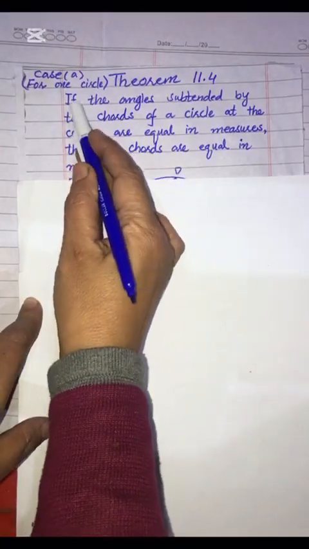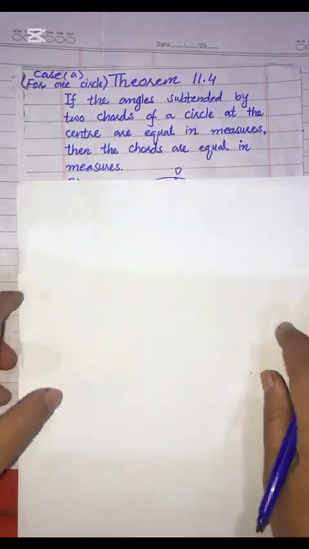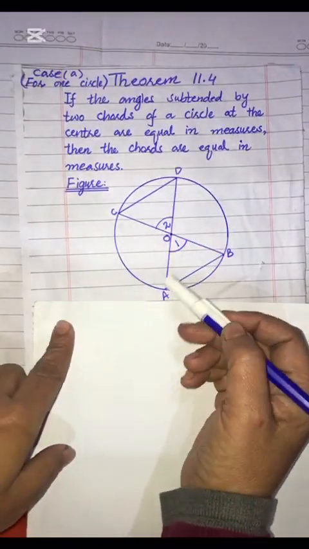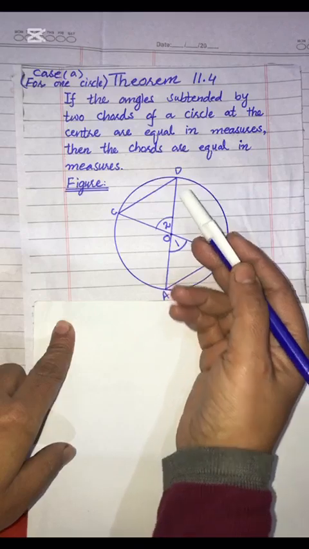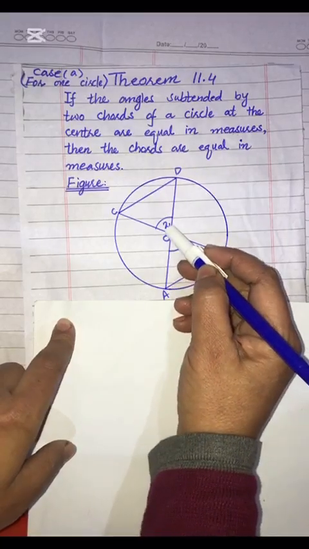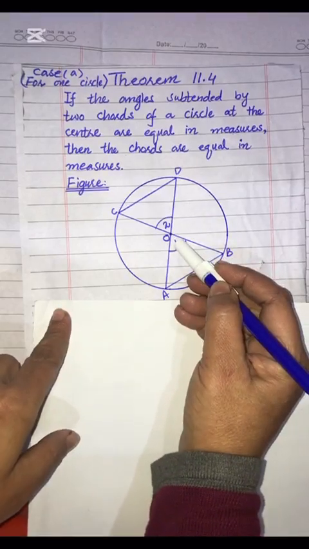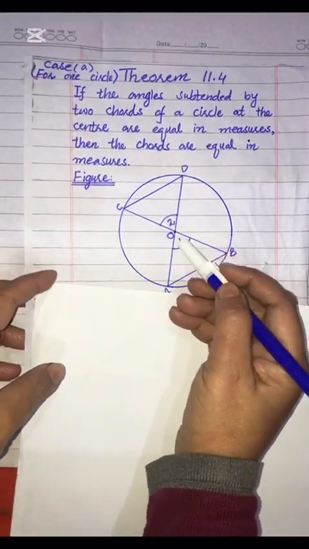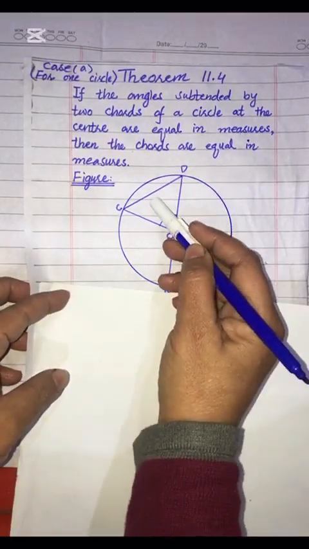So what is given? The first part of this statement is that we have a circle. See the figure? We have a circle, and in this circle we are having two chords AB and CD. Angle 1 is subtended by the chord AB and angle 2 is subtended by the chord CD, and these two angles are equal in measurement. And we have to prove that if the subtended angles are equal in measurement, then chords will be also equal in measurement.